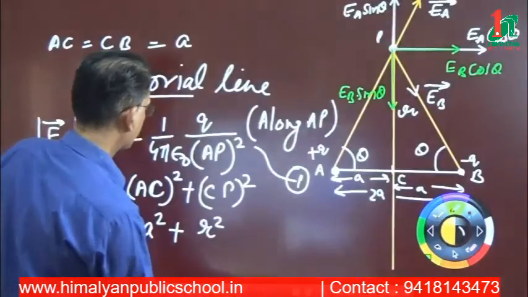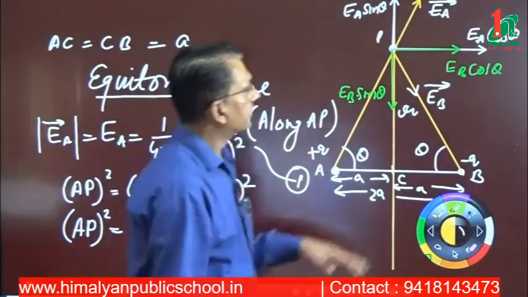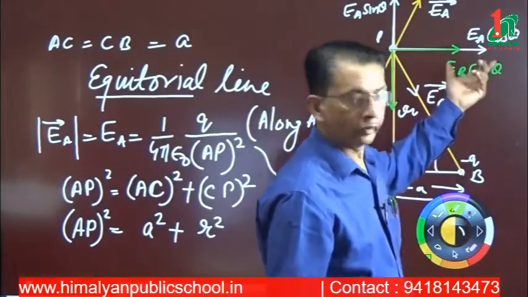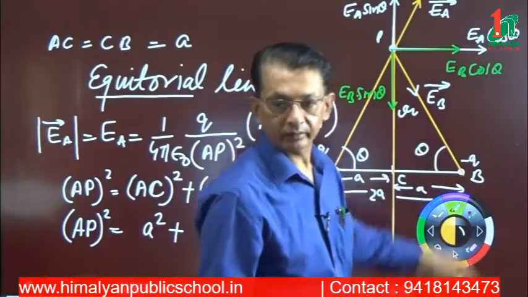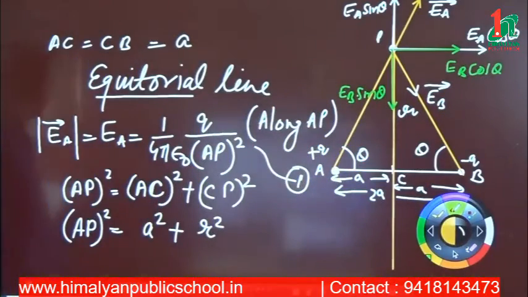That electric field is due to only horizontal components, which are EB cos theta and EA cos theta, and both are in the same direction, hence they will be added. Write down.